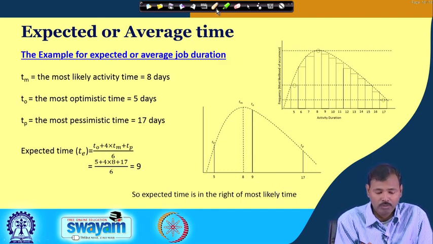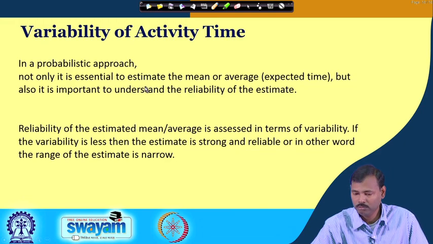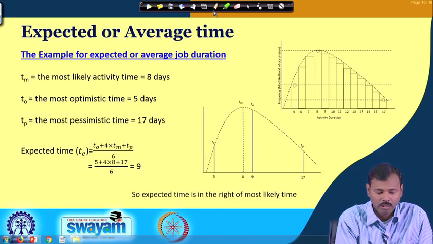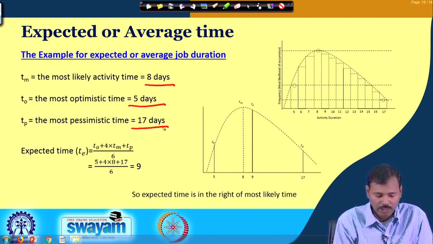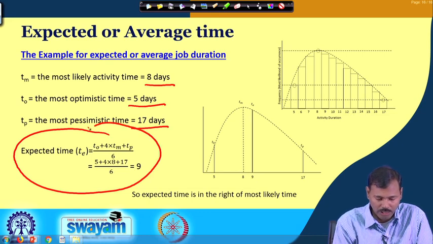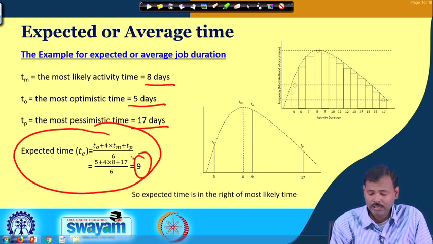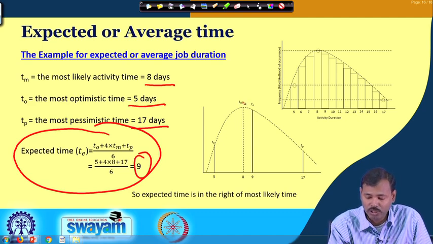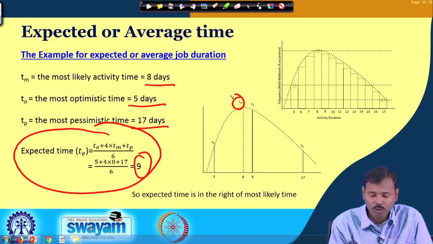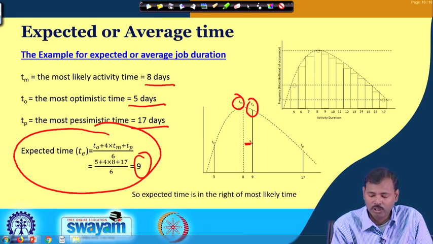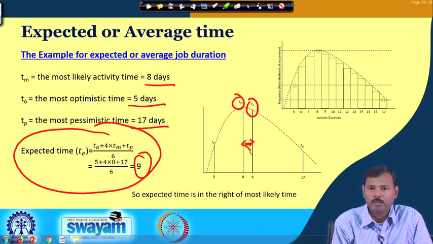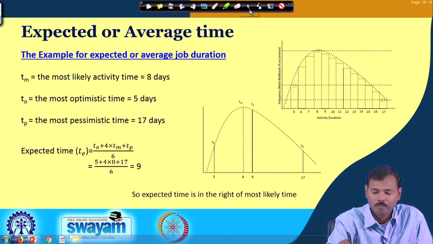So, let us consider this given example. Tm, the most likely time, is given as 8 days, optimistic 5 days, pessimistic 17 days. So, the expected time or mean time is coming to 9 days, which is the average, but if you look into this, the mode which we are expecting is 8 days, but the mean is coming at 9 days. So, there is a little bit of difference between the most likely and the mean value or the expected value of the duration of the job.